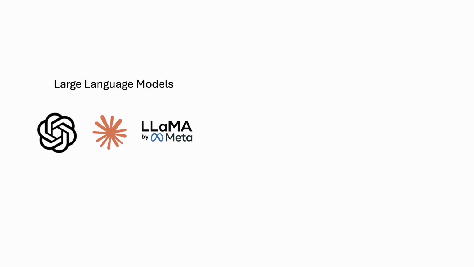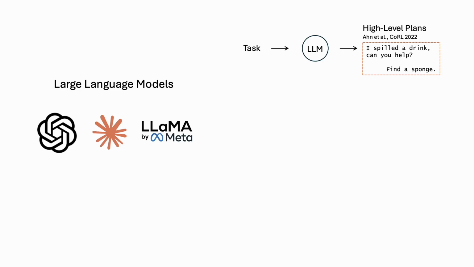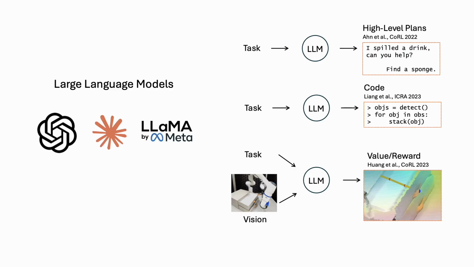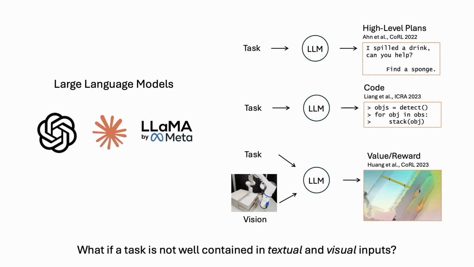Large language models, attention-based architectures trained on internet-scale data, have demonstrated state-of-the-art reasoning for various language-based tasks. Recent work in the robotics community has sought to translate these successes to robotic tasks. LLMs have been used to generate high-level plans, robot control code, and reward functions. But what if a task is not well contained in textual or even visual inputs?